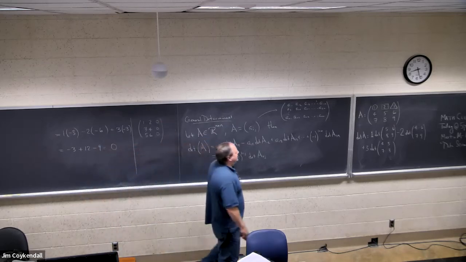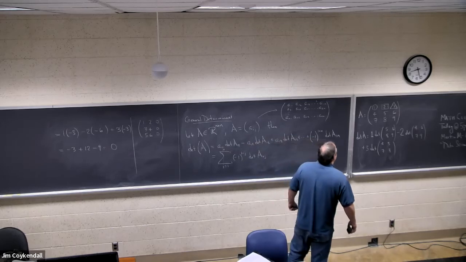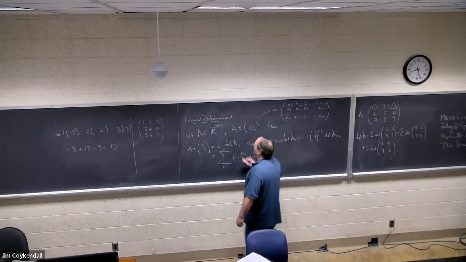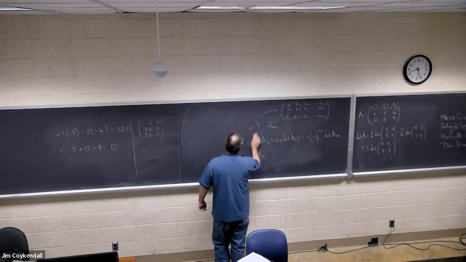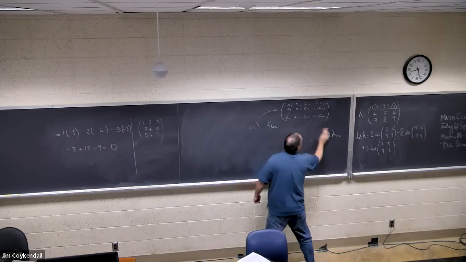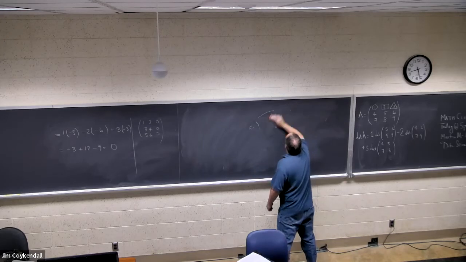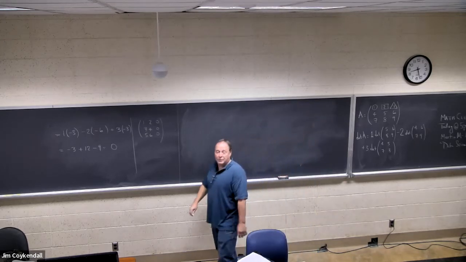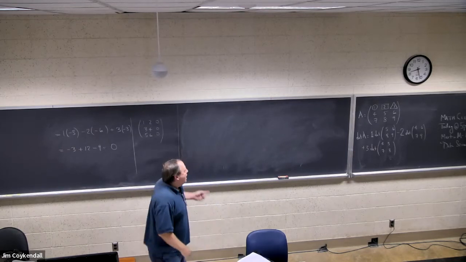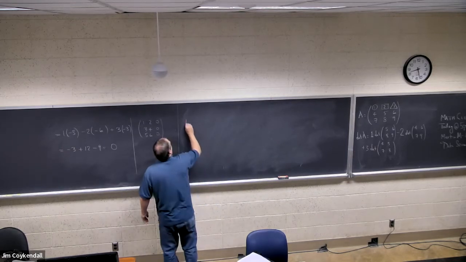By the way, any ideas on what might happen if we row reduce this matrix? What's that? Okay, so let's see what happens.